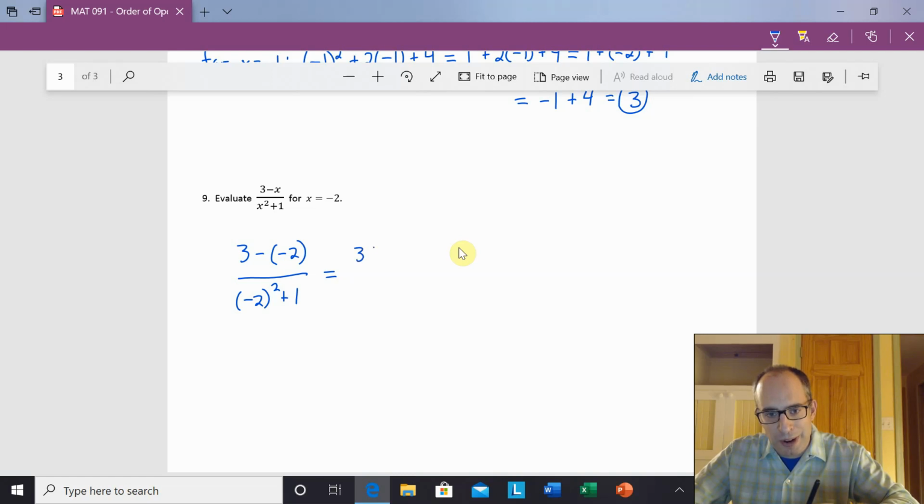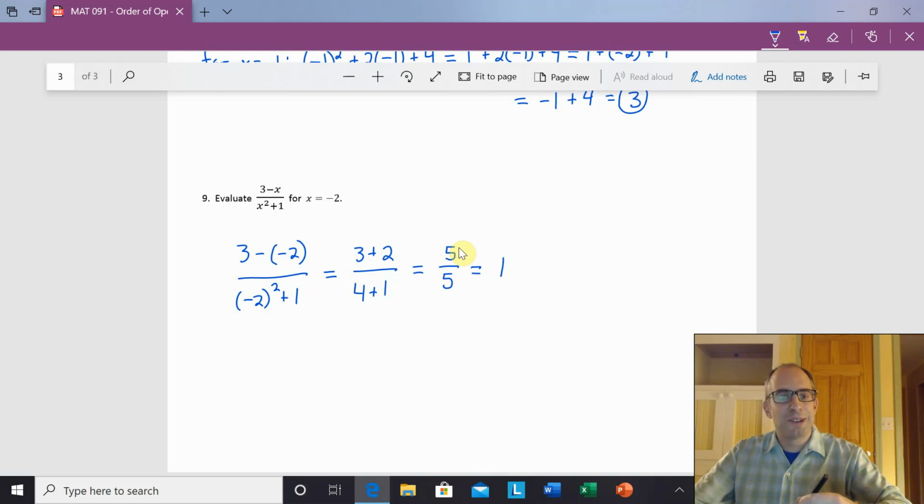So I guess I can rewrite it that way. And then on the bottom, -2 squared, that exponent's got to go before the addition. So -2 squared is 4, so 4 plus 1. So it looks like what we're going to get is 5 over 5, which is 1. And that worked out nicely. It didn't necessarily look like it would, but then it did. So that's always nice when it comes together like that.